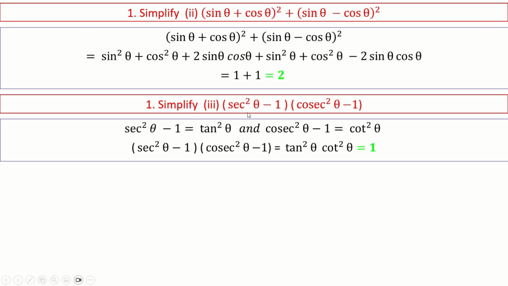This is a straightforward question. Secant square minus 1 is tan square theta. Cosec square minus 1 is cot square theta. So tan square theta into cot square theta, which is 1.